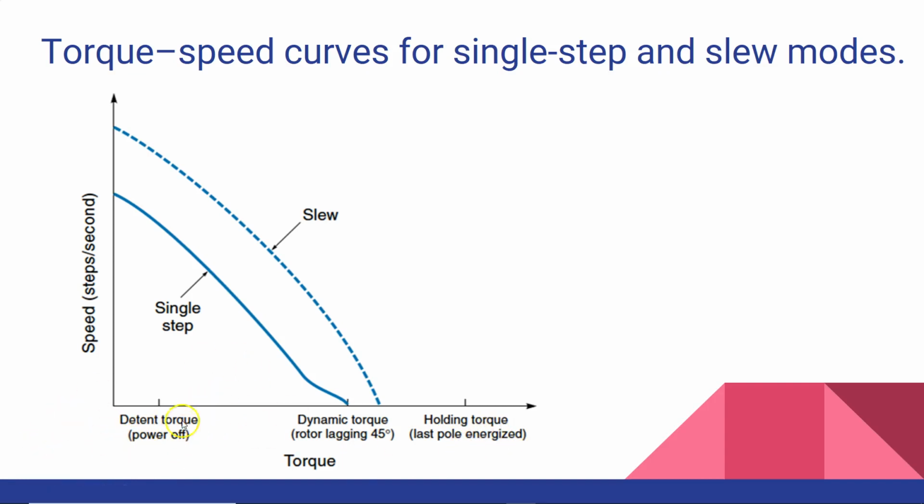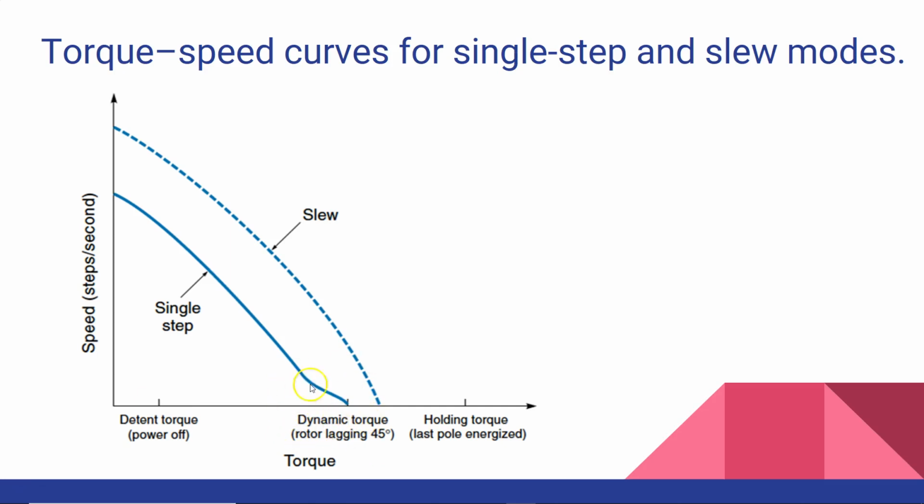The detent torque we have already discussed in the last lecture. It is also called residual torque, or we can say a magnetic torque in the motor. This is the torque required to overcome the force of the permanent magnet when the power is off, and you can actually feel this torque when you manually rotate the unpowered motor. The magnetic torque you feel is called your detent torque. And then you have dynamic torque.